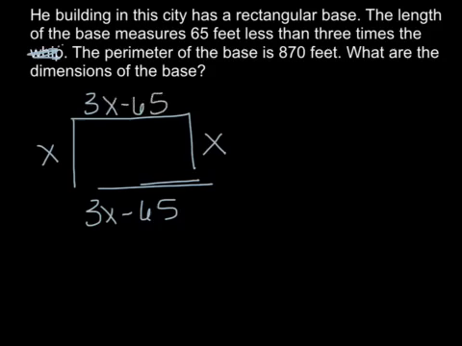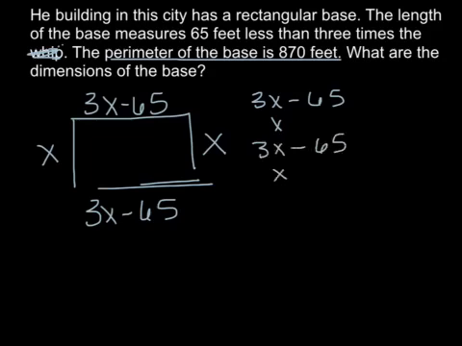So now the other key term is the perimeter. So if I add all of these up, the perimeter will be 870 feet. So I have 3x minus 65, an x, another 3x minus 65, and an x. And that's all going to equal 870. And I wrote it like this only because I ran out of room. So 6, 7, 8x.